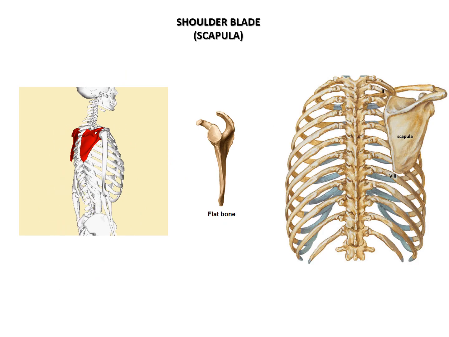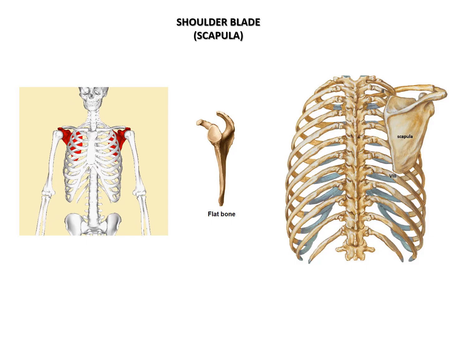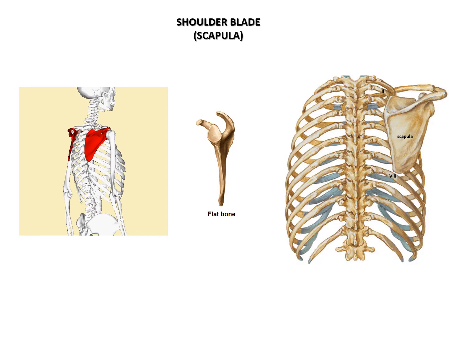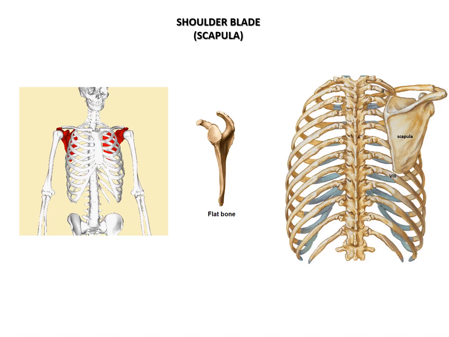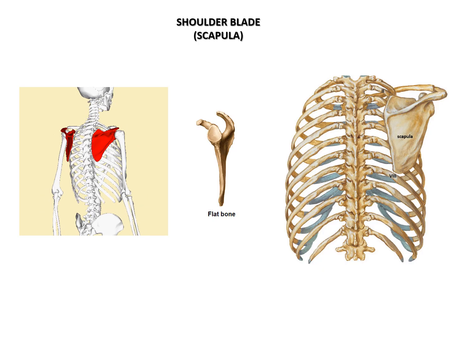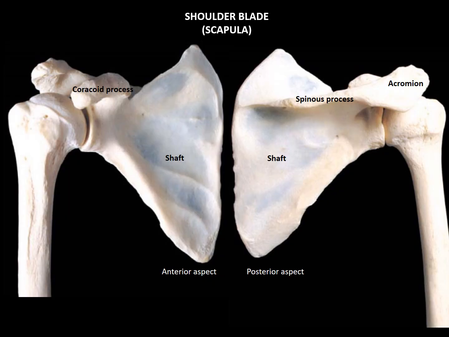The scapula, shoulder blade, is a large flattened and triangular bone located on the upper part of the posterolateral aspect of the thorax against the 2nd to 7th or 8th ribs. It is a typical flat bone. The scapula is highly mobile and consists of 4 parts: a shaft and 3 processes: spinous, acromion, and coracoid.